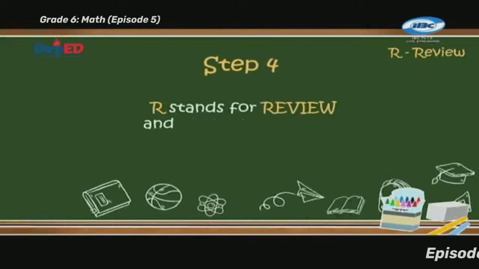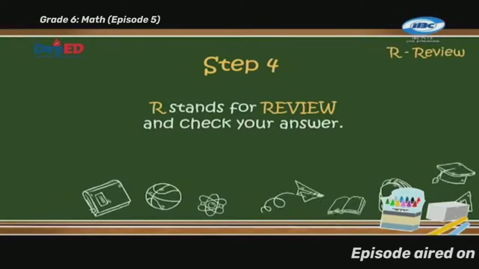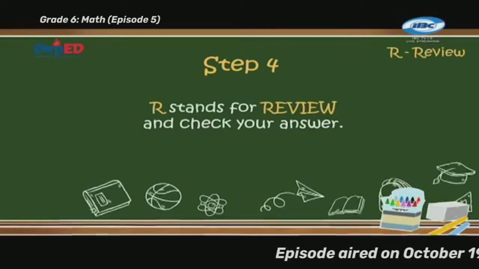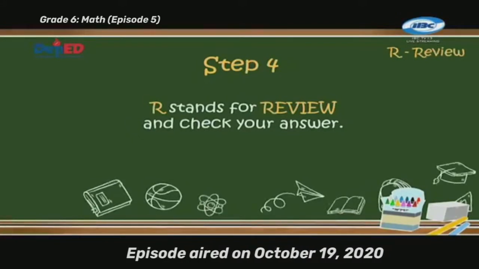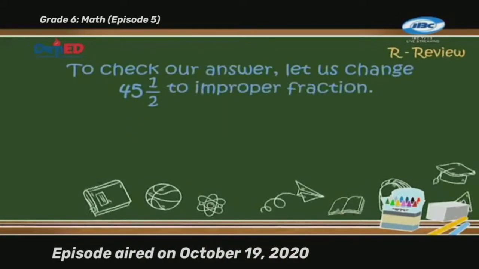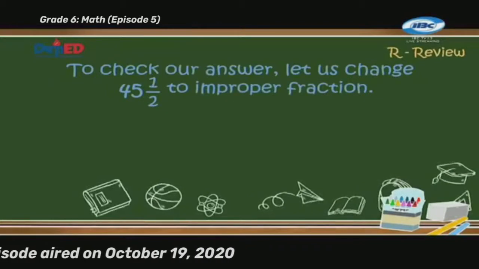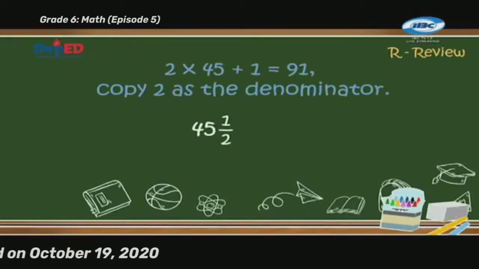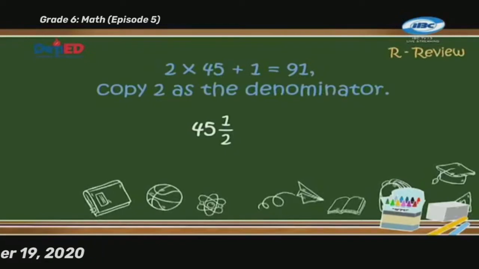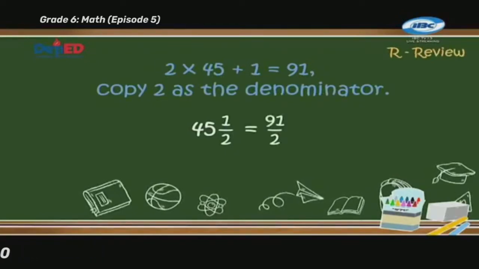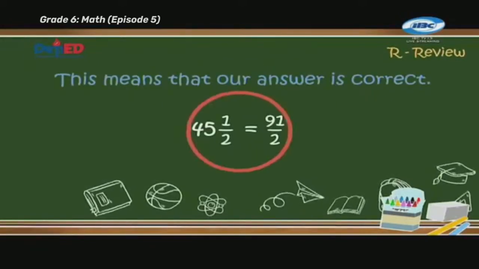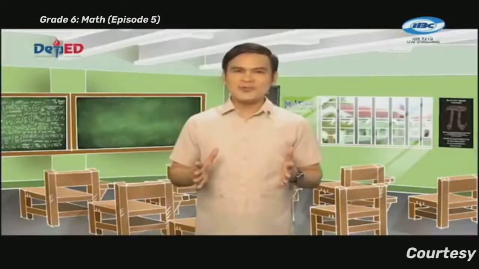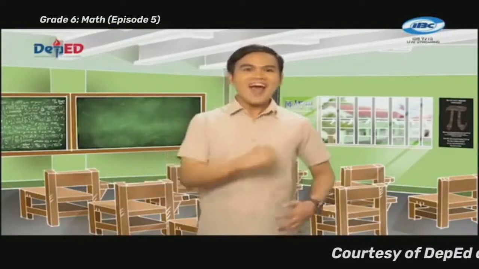And for the last step of solving, step 4. R stands for review and check your answer. To check our answer, let us change 45 1/2 to improper fraction. 2 times 45 plus 1 equals 91. Copy 2 as the denominator. We have 91 halves. It means that our answer is correct. To check if you really get it, matry nga!